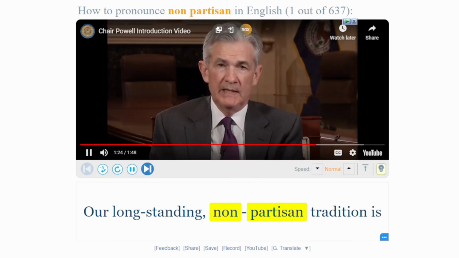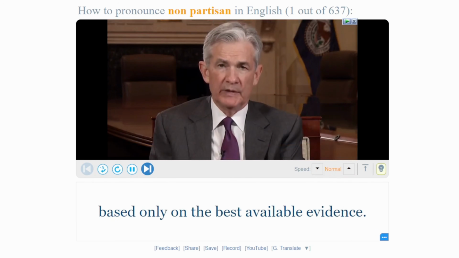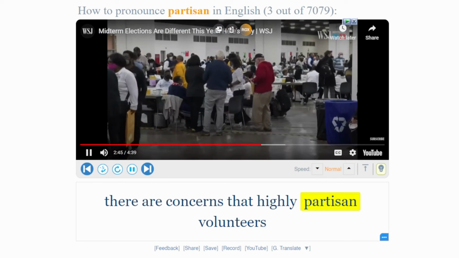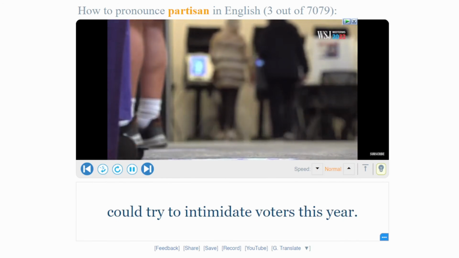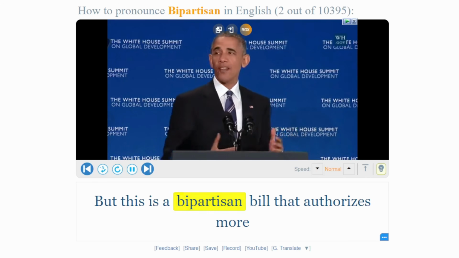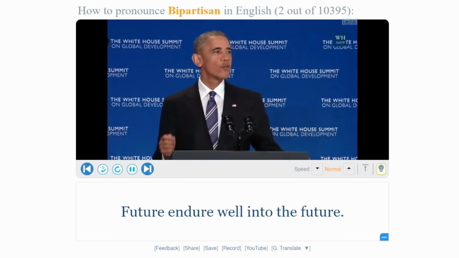Our long-standing nonpartisan tradition is to make decisions objectively, based only on the best available evidence. There are concerns that highly partisan volunteers could try to intimidate voters this year. But this is a bipartisan bill that authorizes more than $7 billion so that initiatives like Feed the Future endure well into the future.